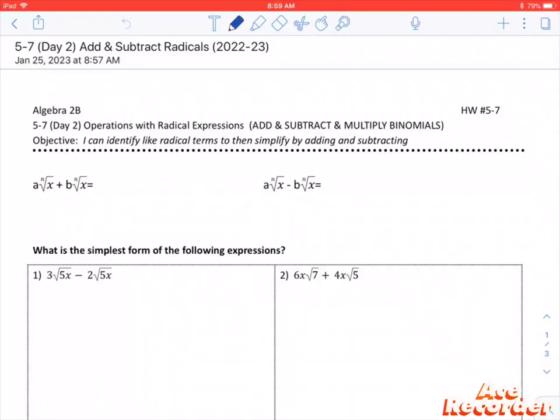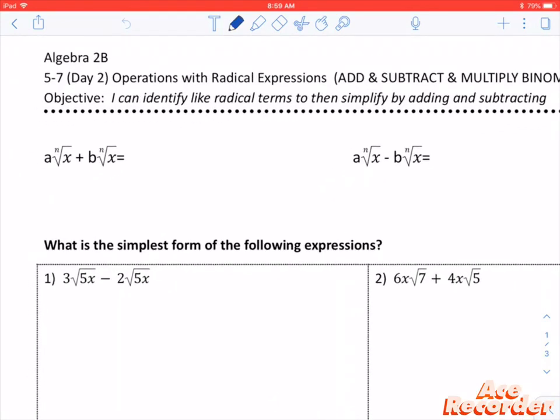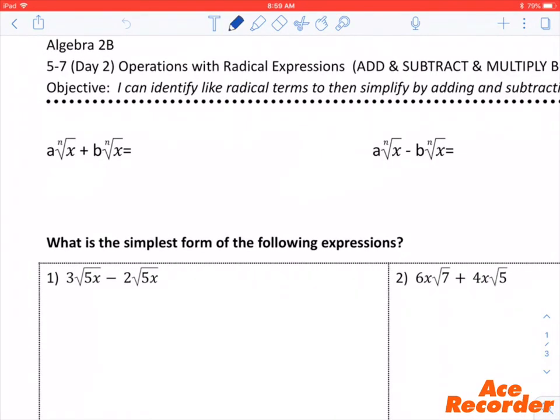All right, Algebra 2. Pardon my voice, I'm a little under the weather, but we're going to power through. So we're talking 5-7, day 2. Yesterday we did radicals with multiplication. Today we're doing radicals with addition and subtraction.